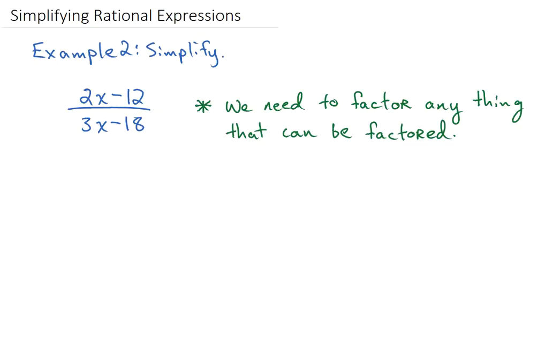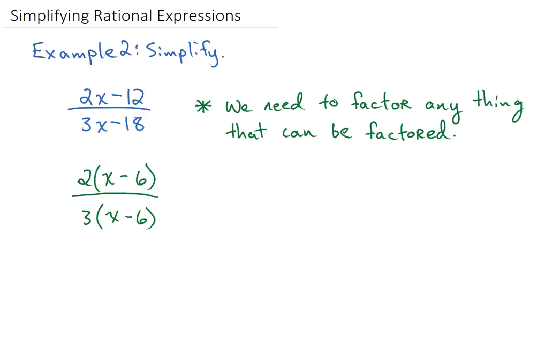And so, in order to convert this to factors, we need to factor anything that can be factored. If I look at my numerator, that's a polynomial inside the numerator, and that polynomial has a GCF of 2. So I can factor that GCF of 2. That factors as 2 times the quantity x minus 6. Now if I look at my denominator, it has a GCF of 3. And that factors as 3 times the quantity x minus 6.